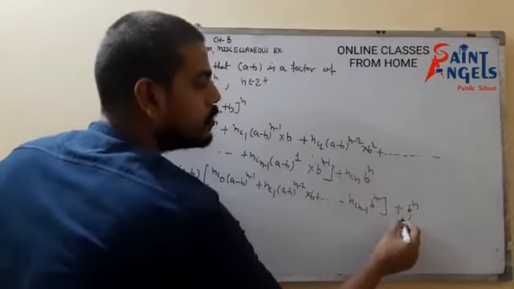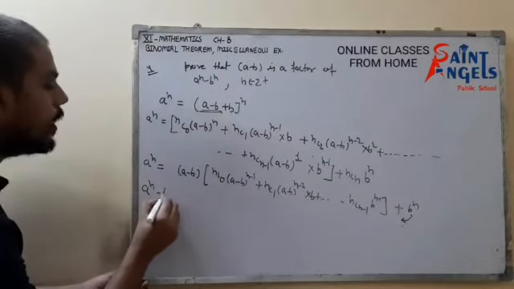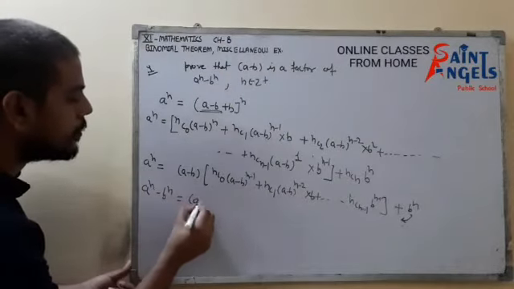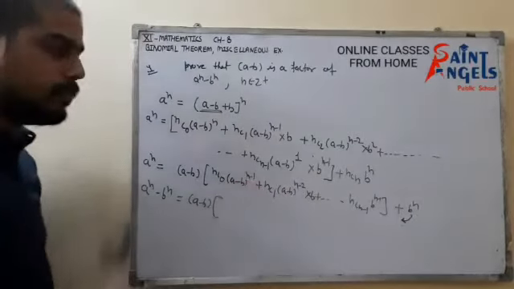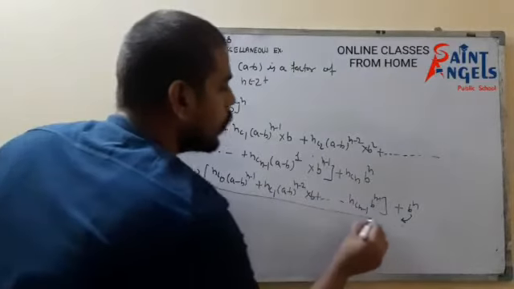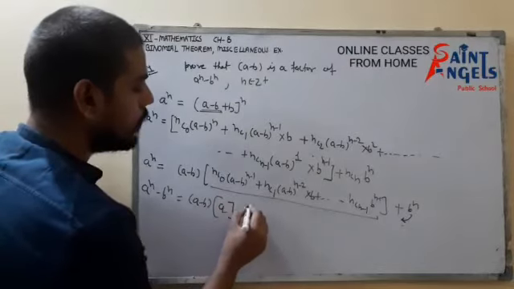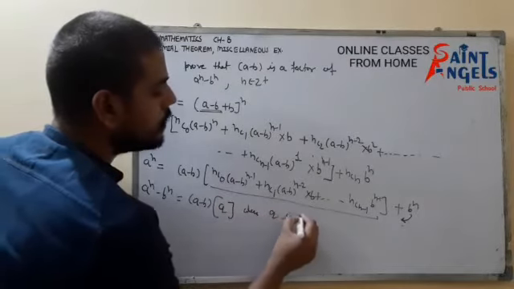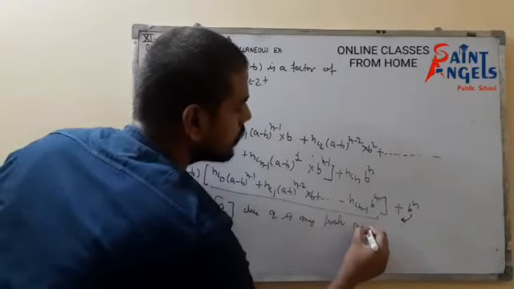Now I am taking this b to the power n this side. So it would become a to the power n minus b to the power n is equal to a minus b. Here n is a positive integer, a and b are also positive integer. So this whole term would be a positive number. So I am saying that is equals to q, where q is any positive integer.